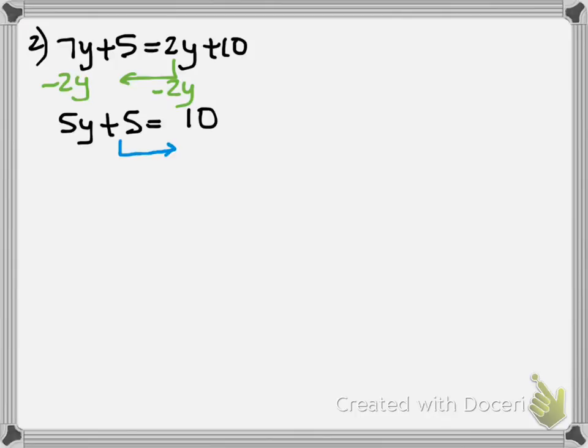We want the constants to go right. So the opposite of a plus 5 would be a minus 5. So we're going to subtract 5 from both sides. And we get 5y equals 5.